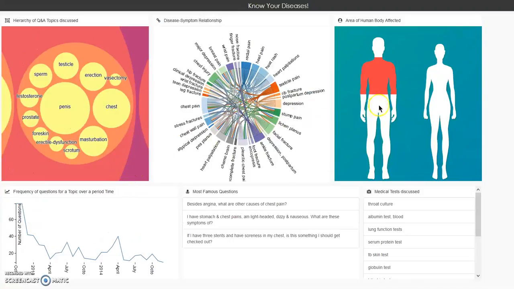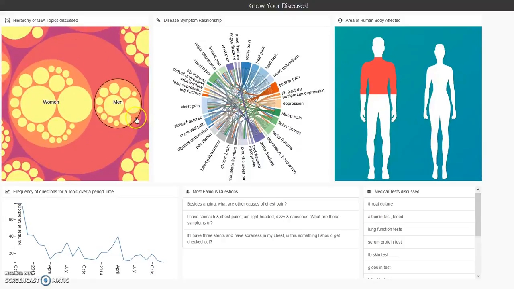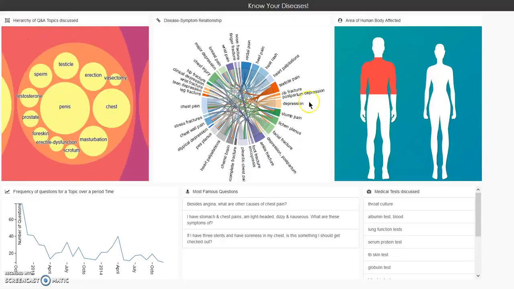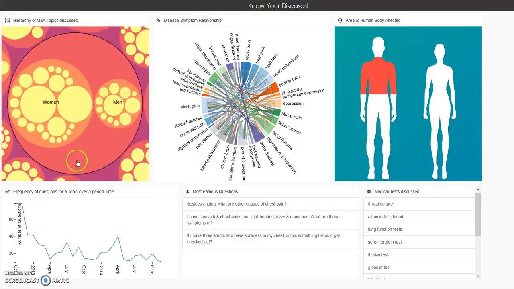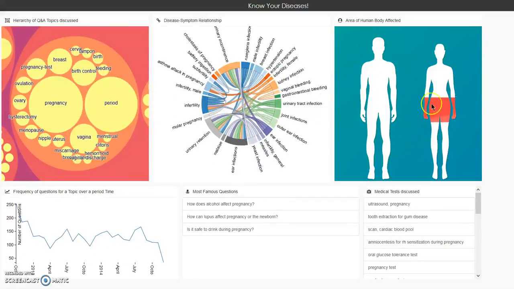Moving over to the next visualization, we have this men bubble open here, and when we click on the chest, we see the chest part highlighted for that particular topic. In case of women, when we have the pregnancy topic selected, it highlights the women's stomach area and the area below it. Basically what this visualization helps the user with is that it's not always the case that a user is an expert in healthcare.